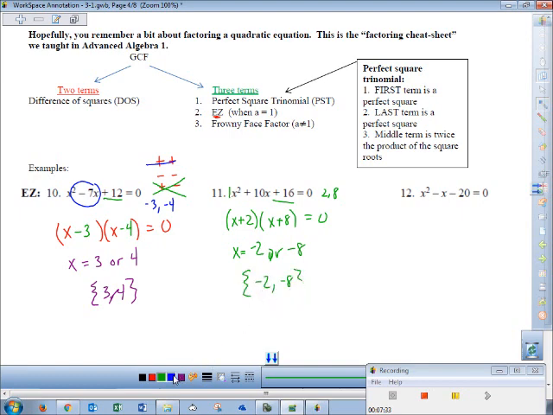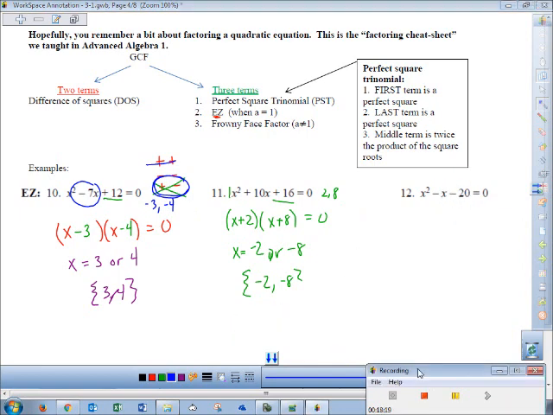One more. No GCF. Not a perfect square trinomial, because that's a negative 20 right there. So two numbers that multiply together to be a negative 20. That tells you right away that their signs have to be different. One of them is positive and one of them is negative, and they add together to be a negative 1.